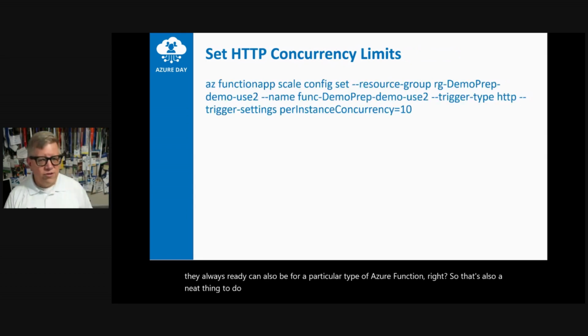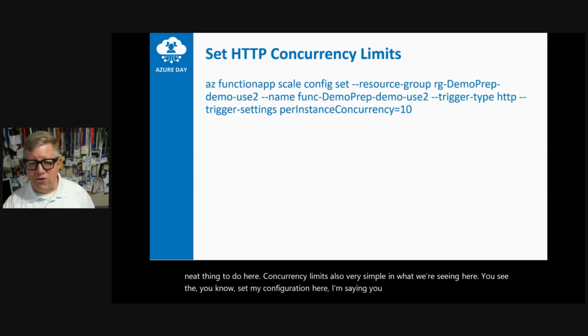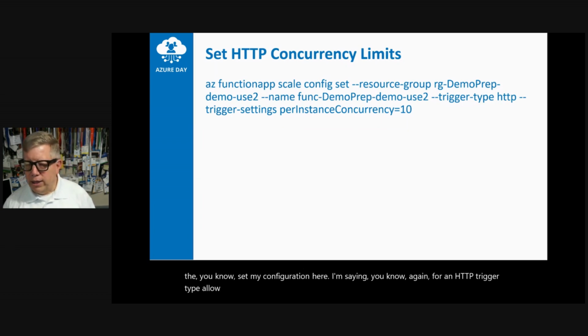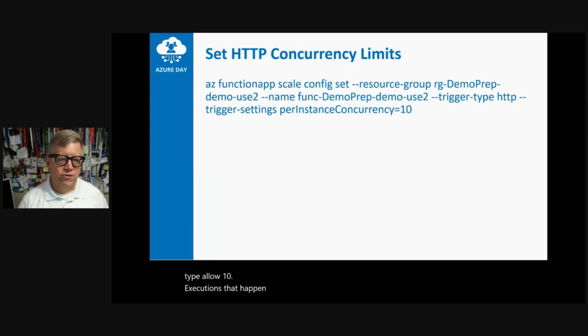Concurrency limits, also very simple in what we're seeing here. You see I set my configuration here. I'm saying, again, for an HTTP trigger type, allow 10 executions that happen within a single instance.